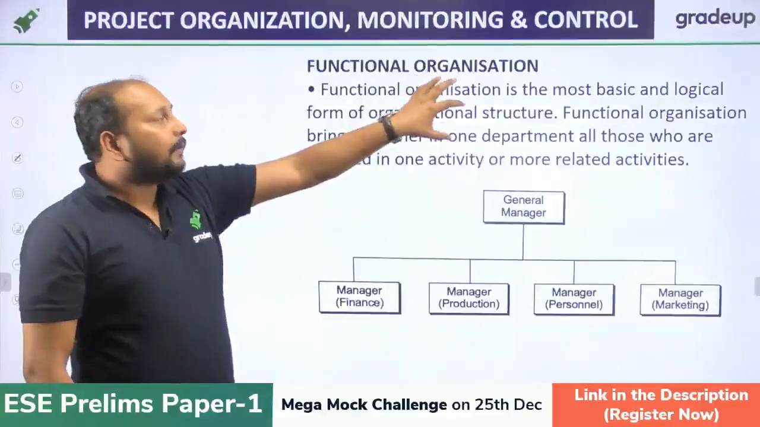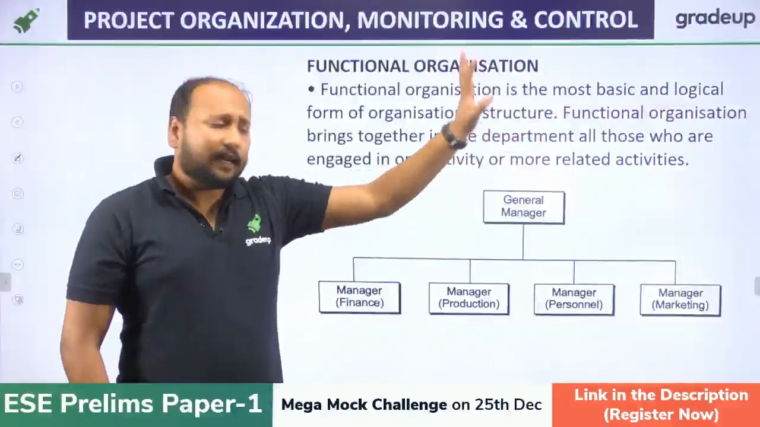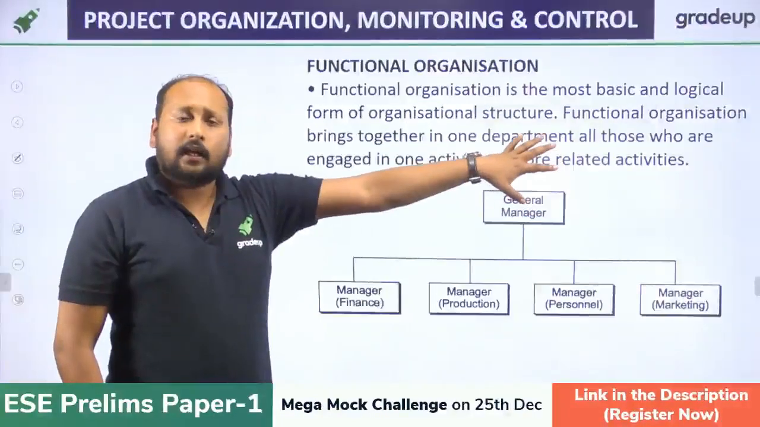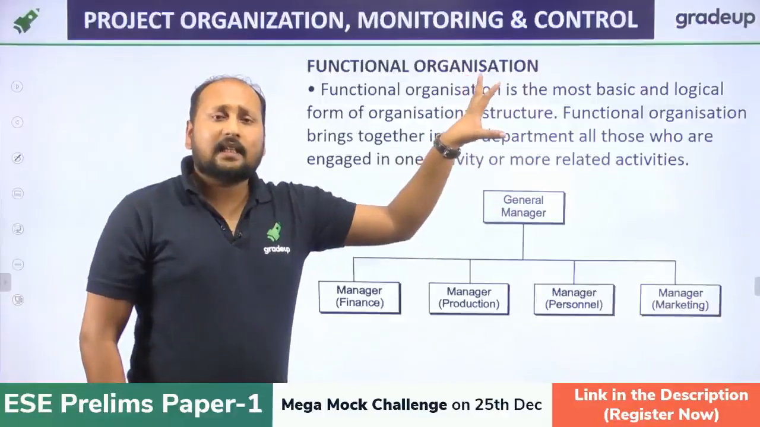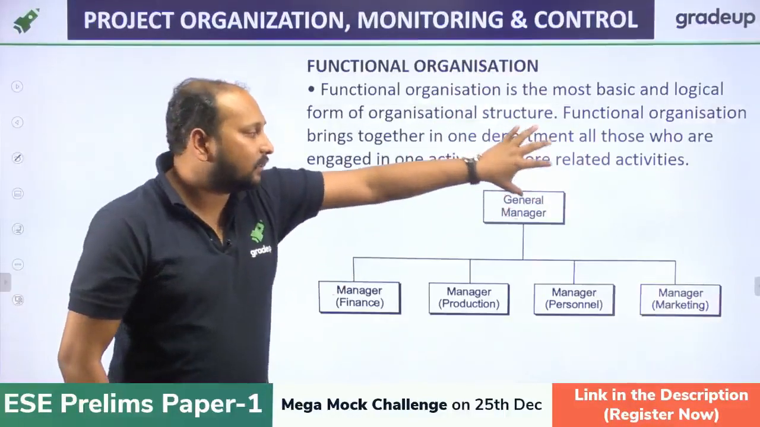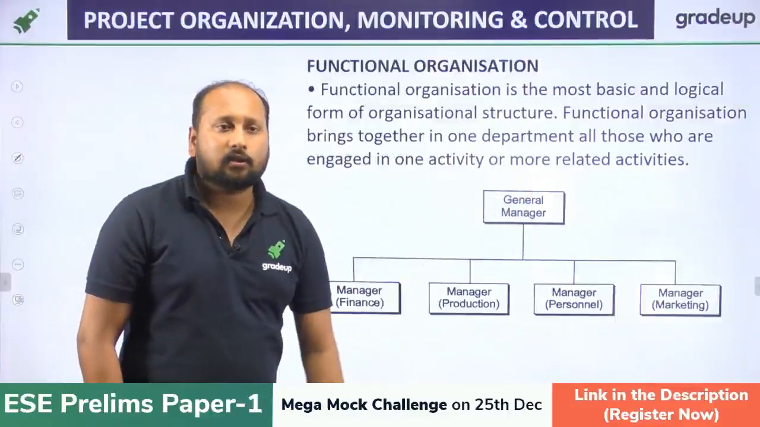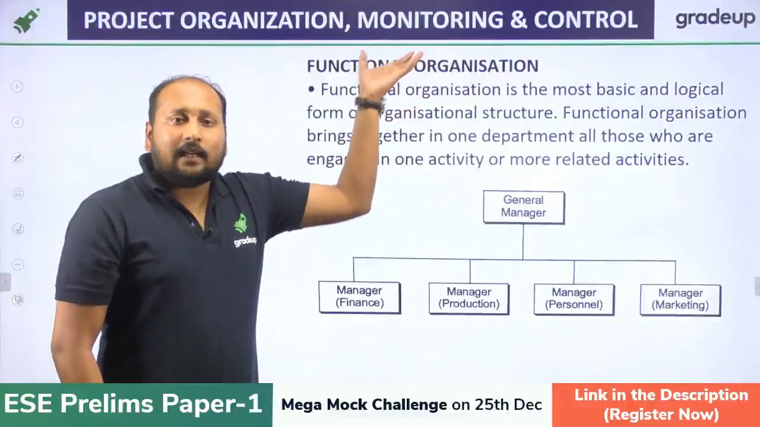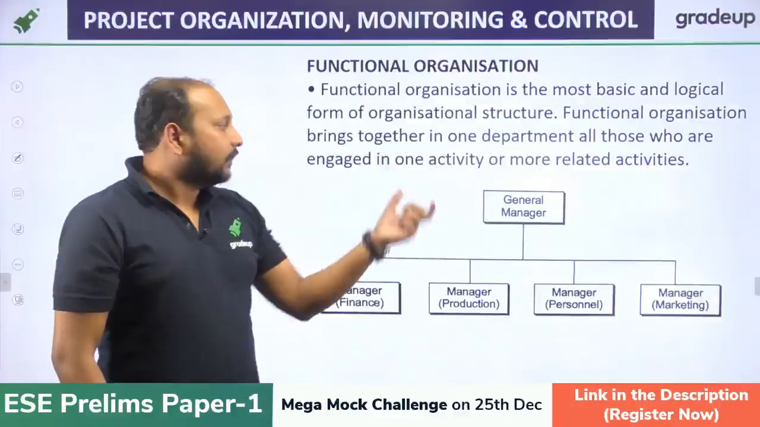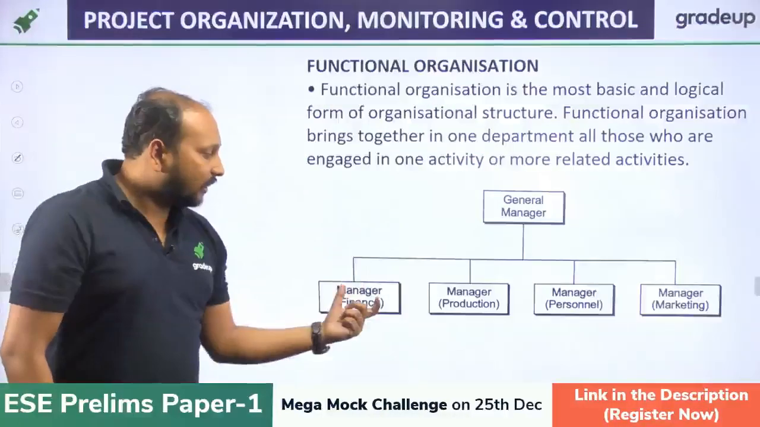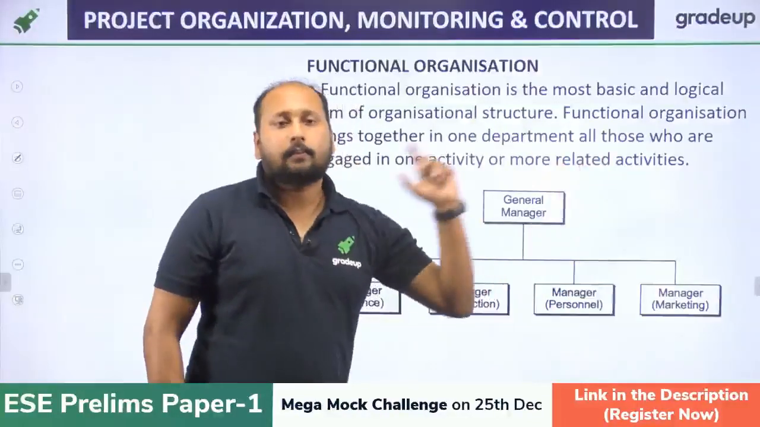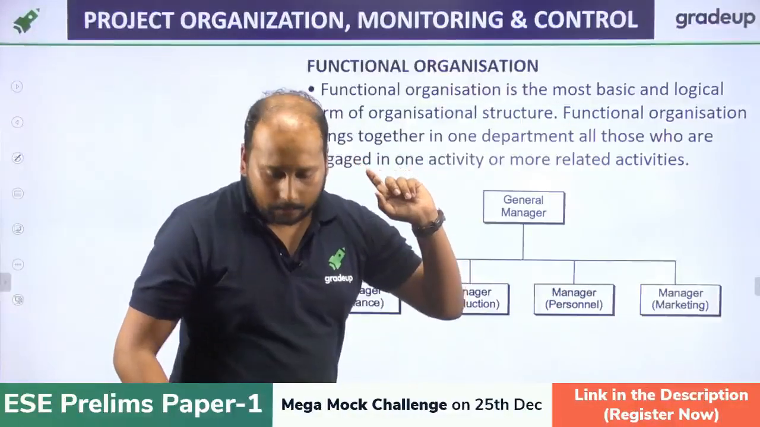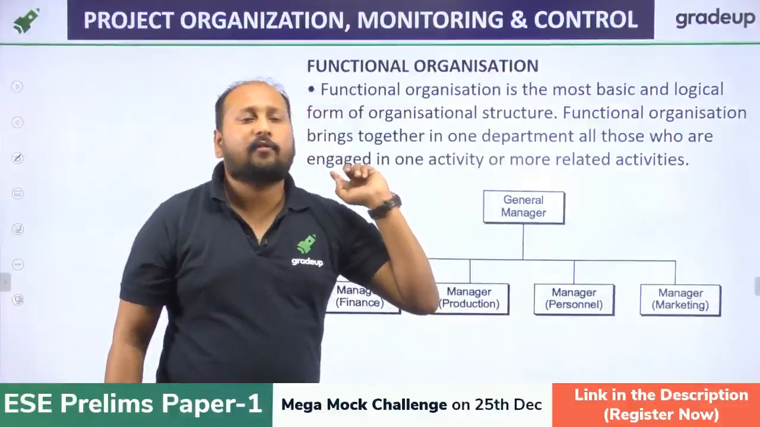Clear? So this type is the most common type, and you will definitely see it in almost 70% of organizations, this type of hierarchy or organization. Clear? So always remember, the functional organization, by the name only, suggests that on the basis of function we are classifying the different personas or different managers. Clear? So this is the first type of organization.